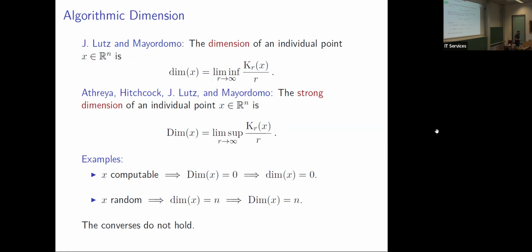So for example, if x is computable, then both of these dimensions are 0. And if x is random and lives in n-dimensional Euclidean space, both of these dimensions are n, and the converses do not hold there.